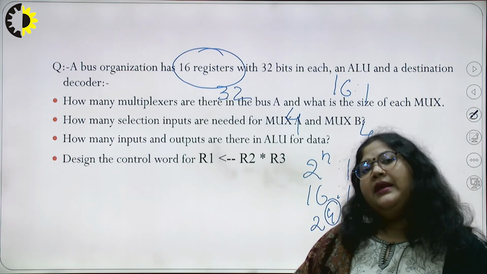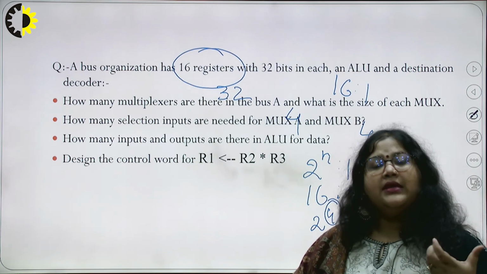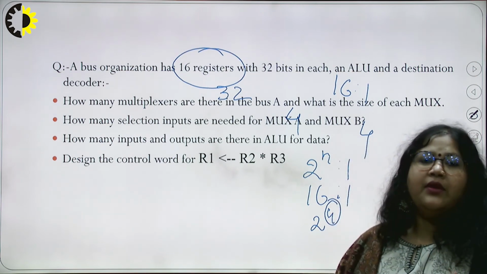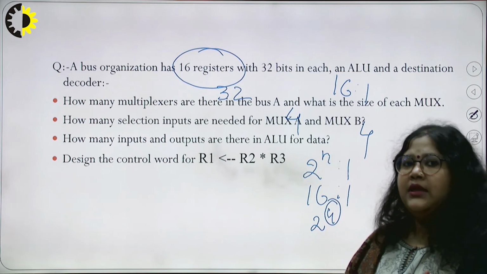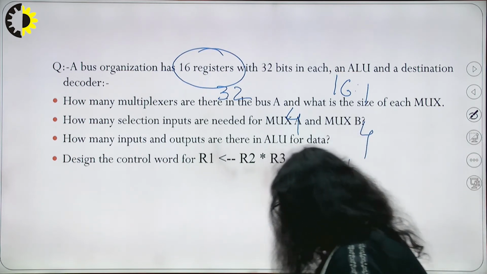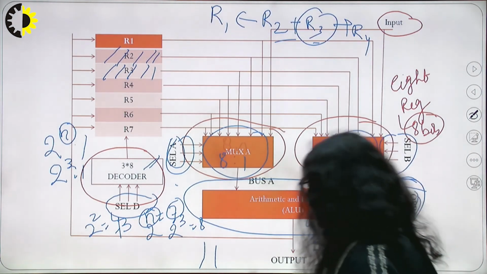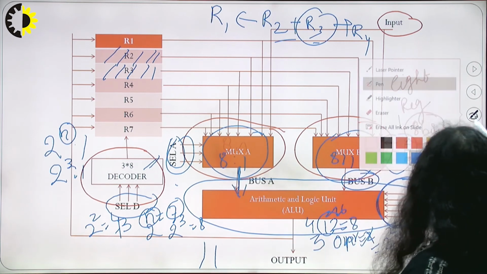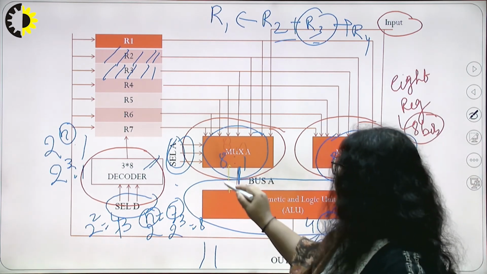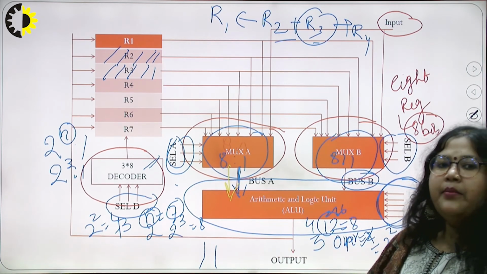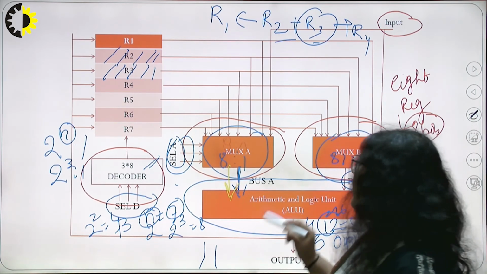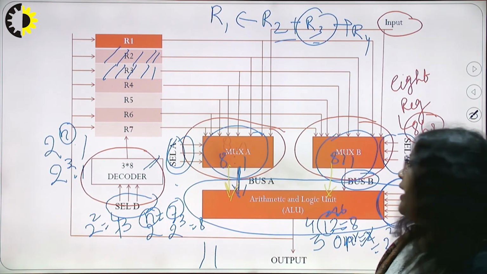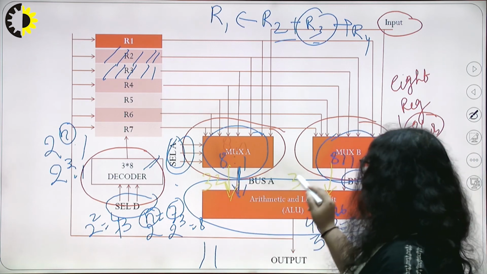How many bits for mux A and mux B? From mux A we receive input values of 32 bits, and from mux B we receive 32 bits in the ALU. Let us explain that from the diagram. There are 32 bits received from mux A and 32 bits received from mux B. So the input size for the ALU is 32 plus 32, that is 64.